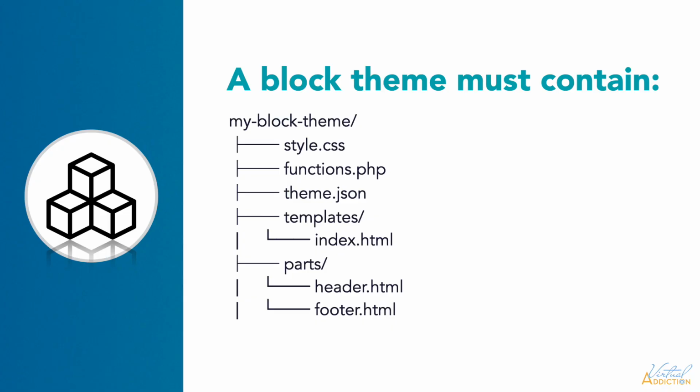You'll need to make a theme folder, and I'll walk you through this step by step, but a block theme must contain the following files. It needs to contain a style.css file, a functions.php file, a theme.json file, and it needs to have a templates folder that contains at minimum an index.html. Typically, you'll also have a parts folder that may contain header and footer.html.